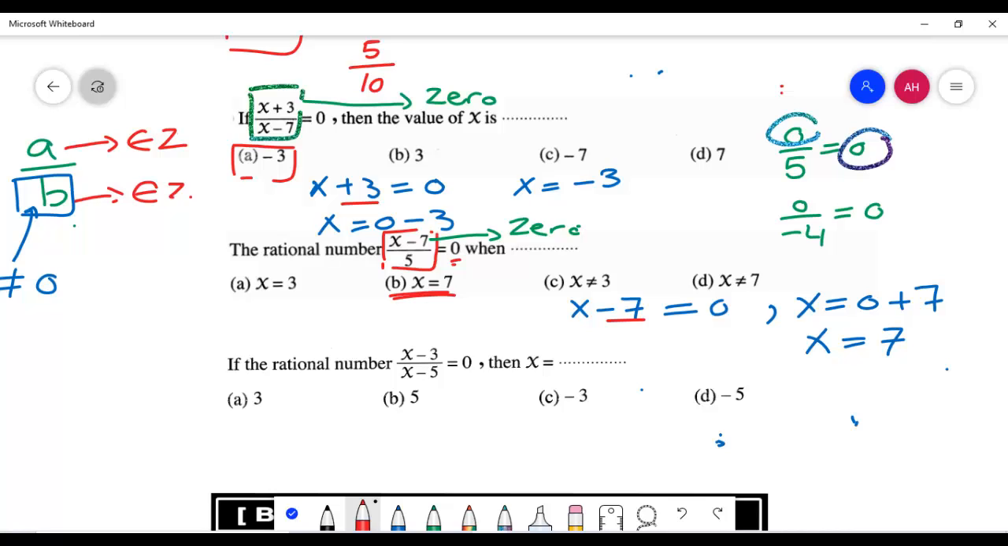Let's go now for the last multiple choice question. If the rational number (x − 3)/(x − 5) equals 0, then x equals... Again, I already know that this is a rational number, and for a rational number to be equal to 0, my numerator should be 0. In other words, I am saying that I want x − 3 to be equal to 0. I will solve it as an equation and move the minus 3 to the other side. x = 0 + 3. So x is equal to 3, which is answer A.